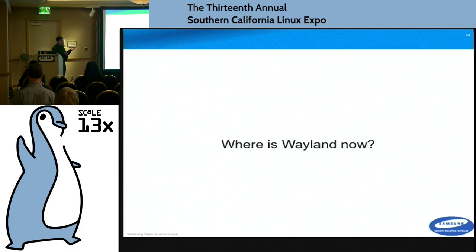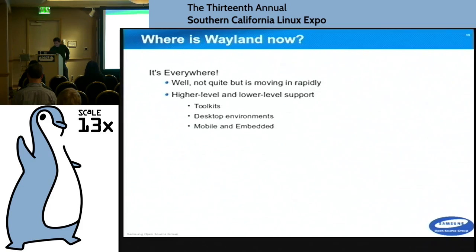And then, kind of like the title of my talk, where is it now? So that's a fair question. People are trying to figure out what it is, why, when, whatever. Okay, to clarify, Wayland's everywhere. Well, not quite, but almost. It's moving in very rapidly. It's being implemented in different technology stacks. And there's a split between high-level and low-level support. Toolkits supported, desktop environment supported, mobile and embedded supported.